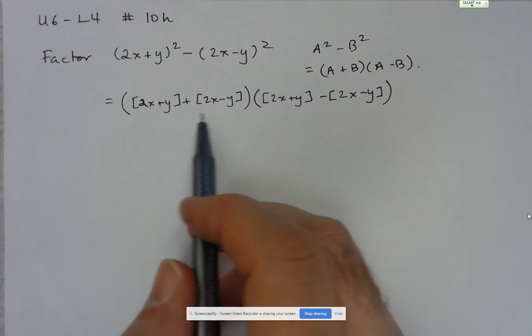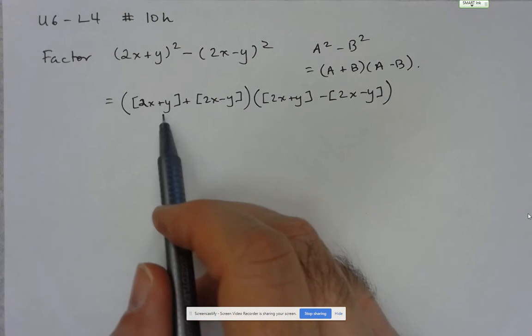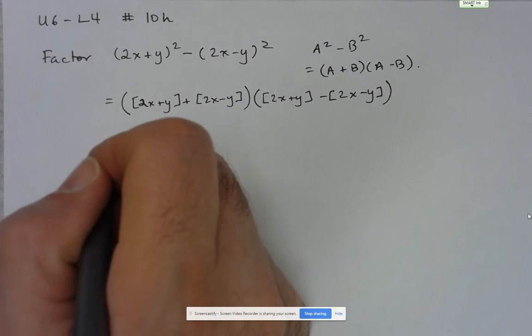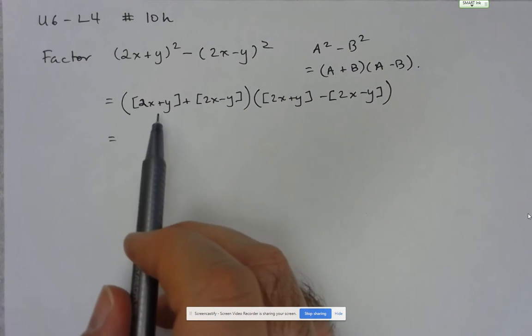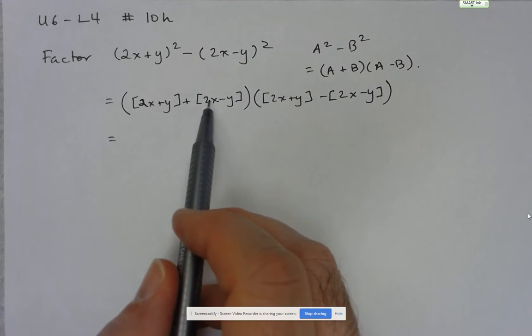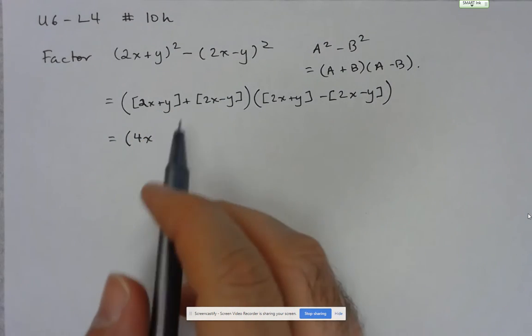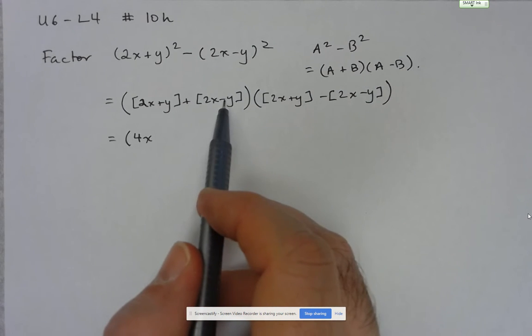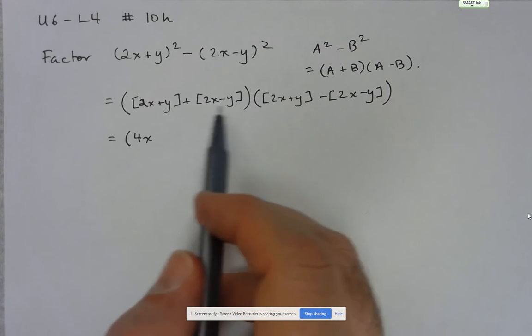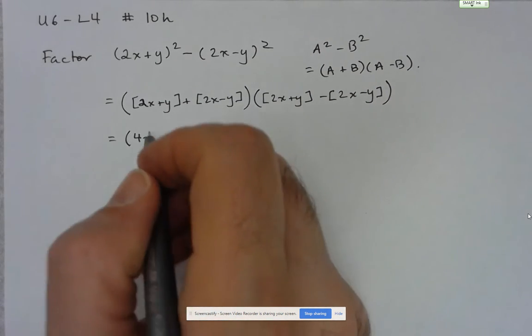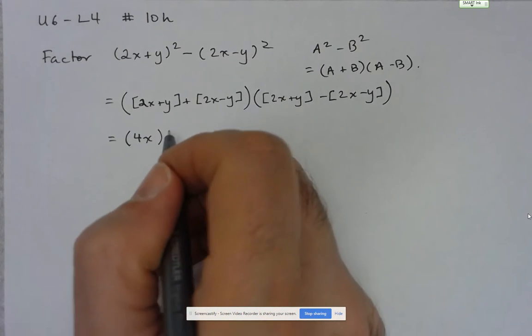The only thing that's left to do is to simplify these expressions because I see that there's like terms in each. All right, so let me do that here. So here I've got 2x plus 2x, so that's going to give me 4x. All right, and then here I've got y plus negative y. Well, y plus negative y is just the same as y minus y, so that's just 0. I don't have to write anything.